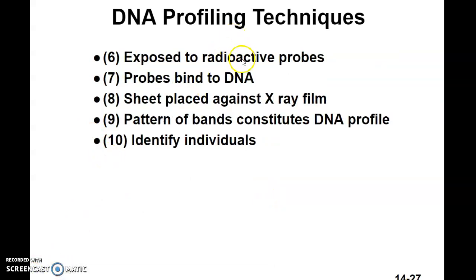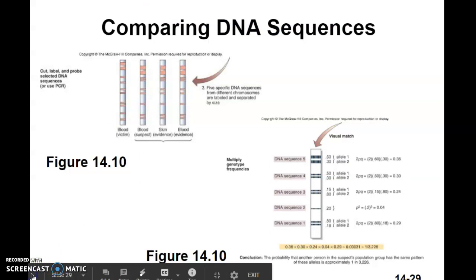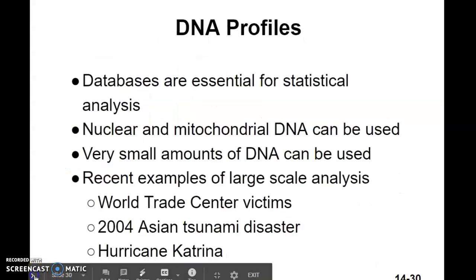They don't usually use radioactive probes anymore. They do have fluorescent probes that work a little nicer, and they're not exposing people to radiation anymore. But these probes would bind to the DNA. Radioactive probes were nice because you could just throw it up against some X-ray film, and the exposure would develop the film, and we could see the DNA profile, and then it's permanent. Then we can use it to identify individuals. And then we just go and compare the sequences. So you just see how the gels line up.